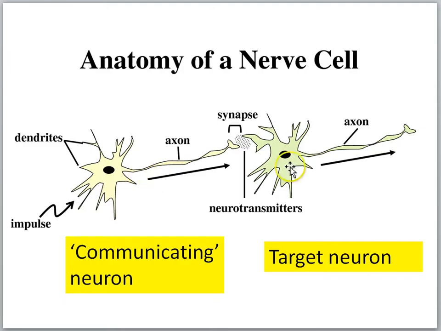So here we see then two neurons joined by the synapse. We can call this one here the communicating neuron, the one that is sending a signal to the target neuron. In this first part of the lesson series, we'll examine what happens at the synapse. And then in the next lesson, we'll look at how a neuron sends its output signal down the axon.